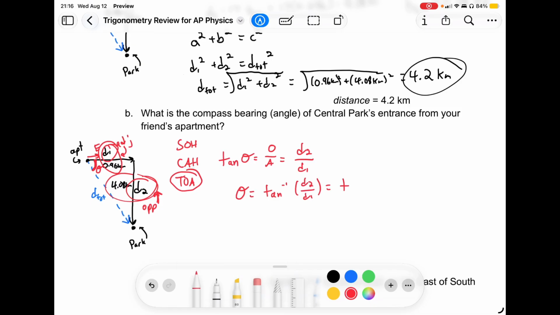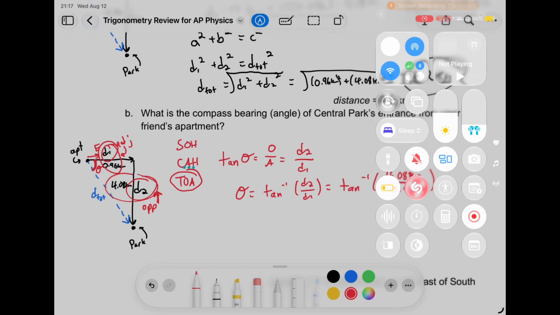So let's plug some numbers in there. We want our inverse tan of D2, and D2 is 4.08 kilometers, divided by our length of D1, which is 0.96 kilometers. Those kilometers cancel out, leaving us with no units inside the inverse tangent, which is awesome because we don't want to have any units in there anyway. So we'll end up with whatever that is.